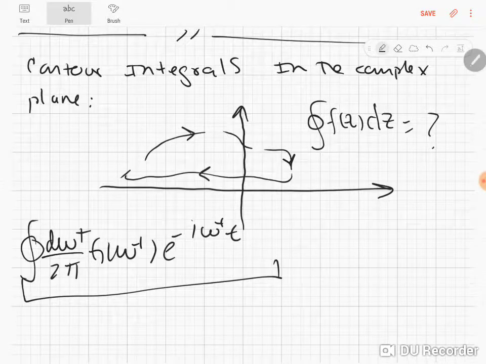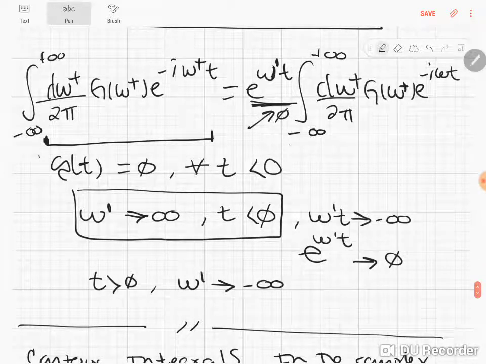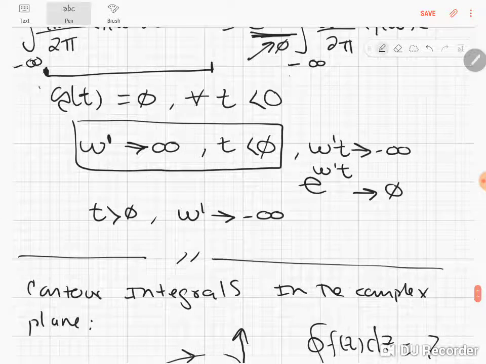And then for that we're going to use the facts that we just said here, that omega prime has to be positive for t less than 0, and at that point that integral has to be 0 to impose causality.